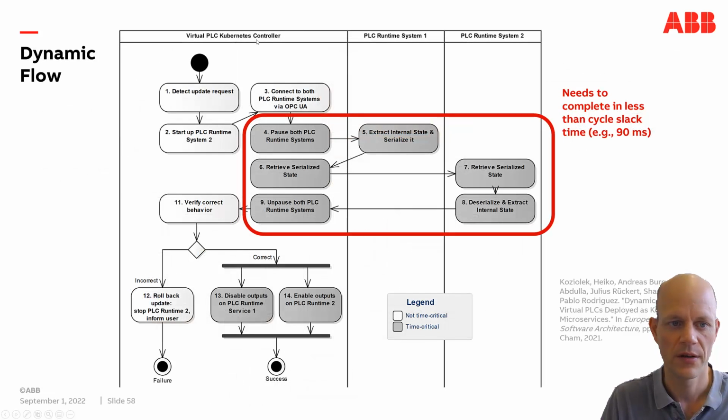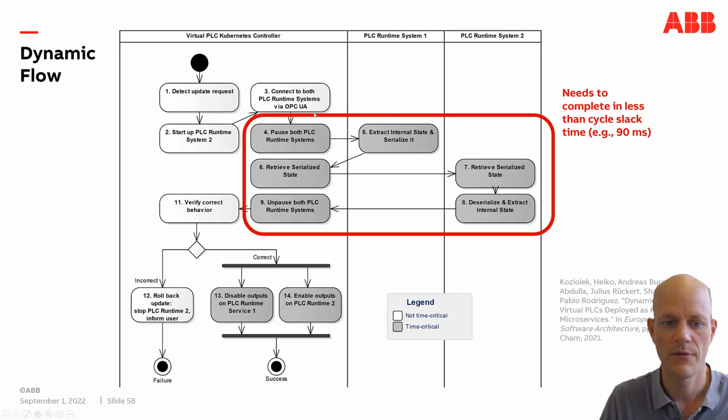The dynamic flow that the virtual PLC Kubernetes controller goes through is here. Once it detects an update request, it starts the second runtime, as said already. Then it connects to both runtimes, and then actually in this red phase, the performance or time-critical path starts. It pauses both runtimes, then it extracts the internal state from the original runtime, and then sends it to the updated runtime, which deserializes and extracts it, and then unpauses both PLC runtimes.